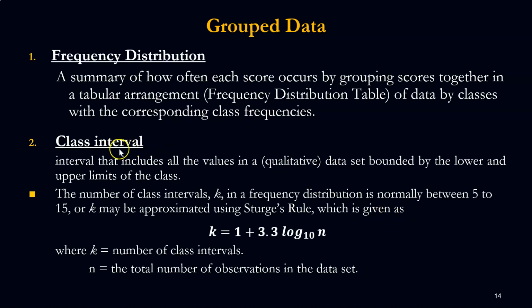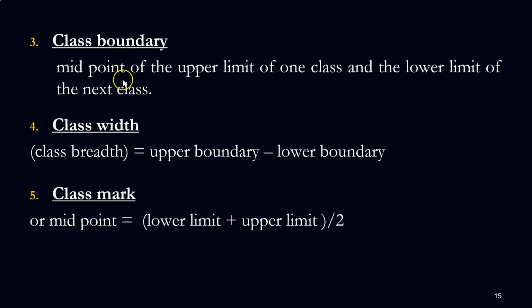So for example, class interval, you have this formula. Class boundary ada lagi formula dia. So you're using midpoint of class boundary, mean midpoint titik tengah of upper limit of one class and the lower limit of the next class. Okay, for class width or class breadth, the formula is upper boundary minus lower boundary. And the last one is class mark, or we known as midpoint. This is the formula, lower limit plus upper limit, then we divide by 2.